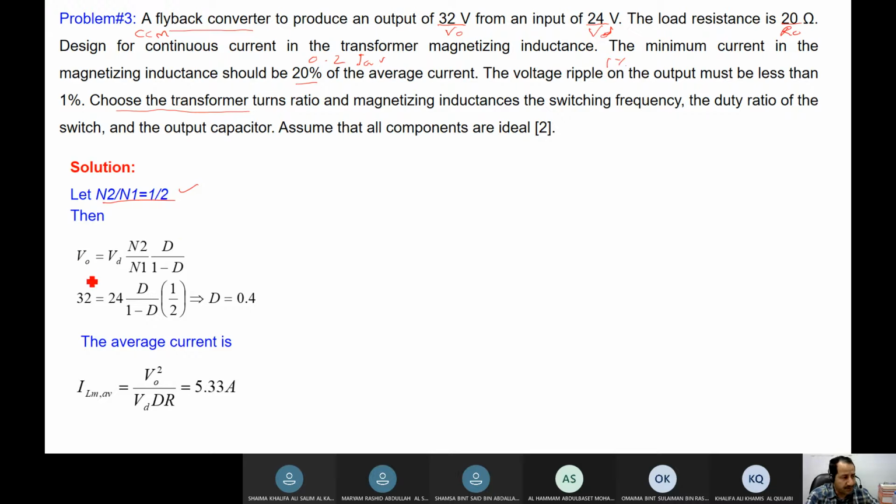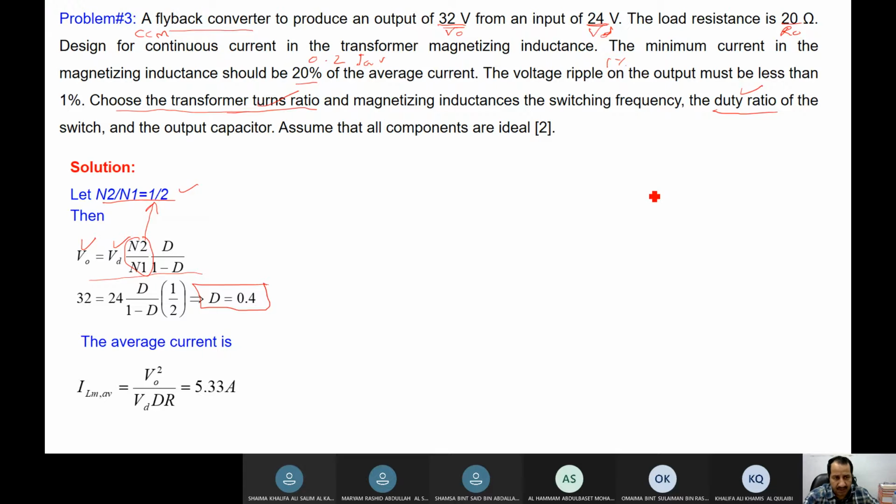I have here the formula used to calculate output with respect to input in terms of turn ratio and D. Now turn ratio, I already assume it, 1 to 2. V out and VD, he gave me here their values. I just need to substitute and solve to get duty cycle. Duty cycle also done. Turn ratio also done. Okay. Now magnetizing inductance, switching frequency, currents, capacitor, voltage, output, also he wants me to find them.